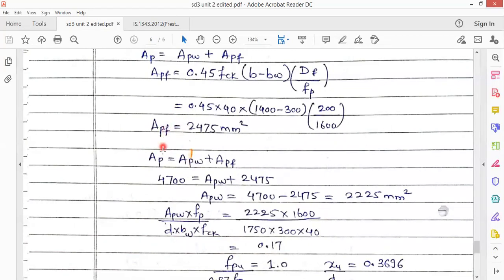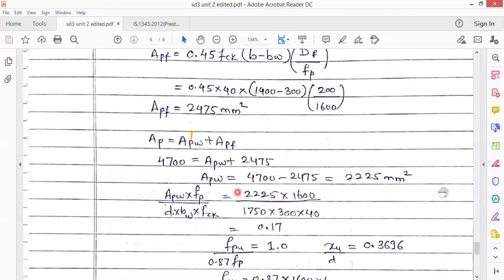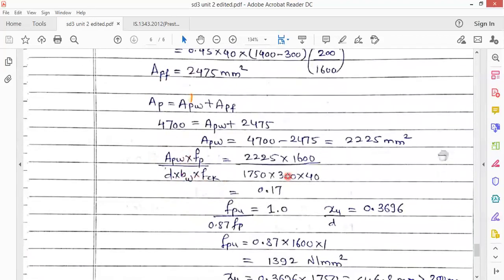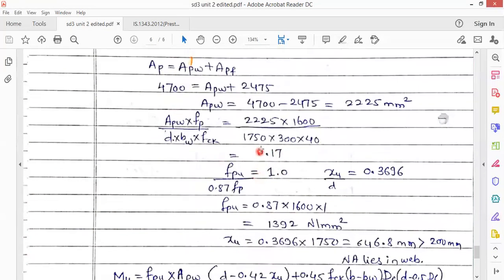So now I need to calculate APW as I said. So APW is equal to APS minus APF. So I will do this calculation, and APW is being calculated here as 2225 mm square. So substituting these parameters in this equation or the small calculation, I will obtain this parameter value as 0.17. And for the 0.17, I will obtain the value of these two parameters from the IS 1343/2012, table number 11, page number 51.